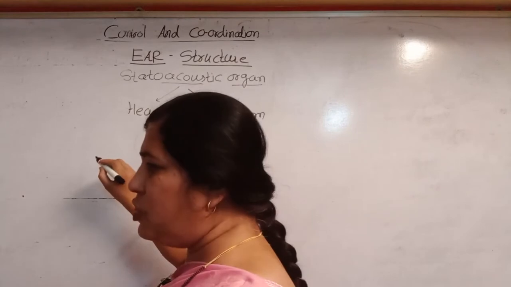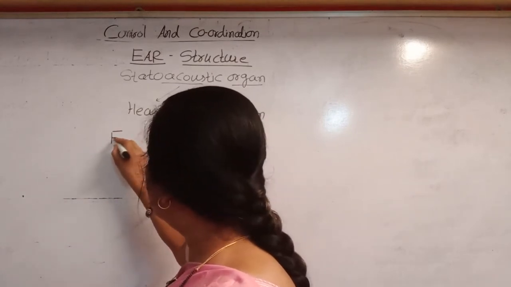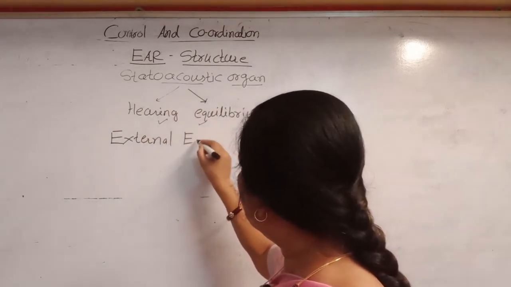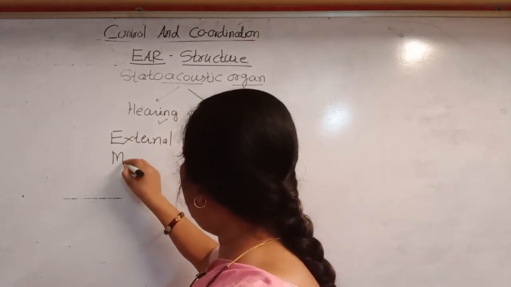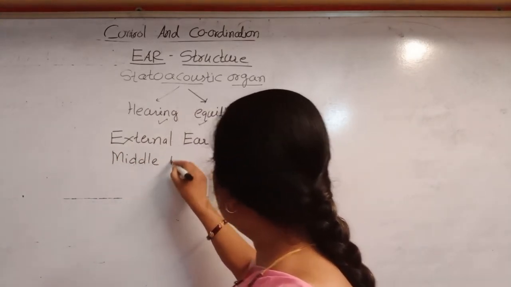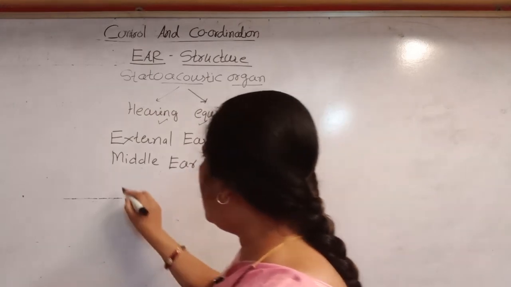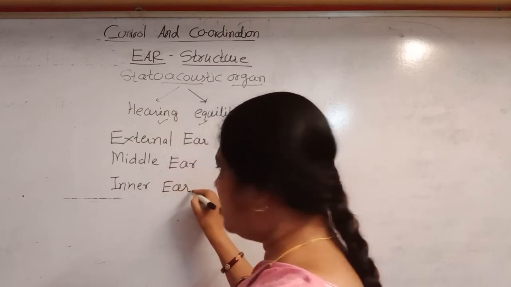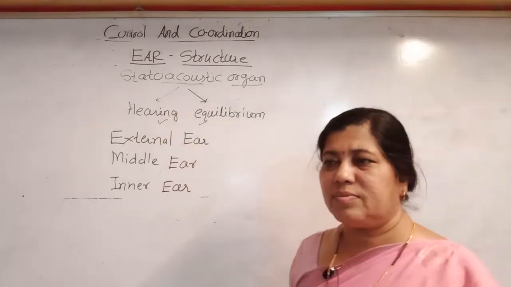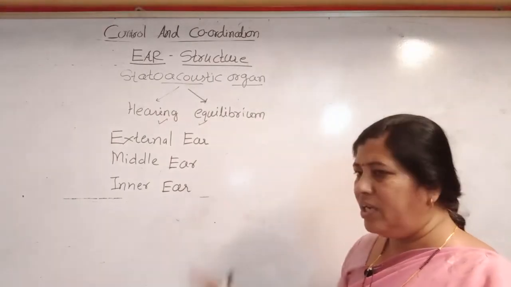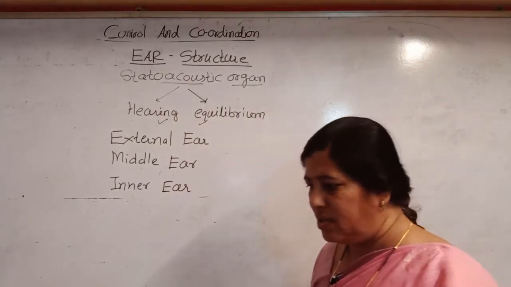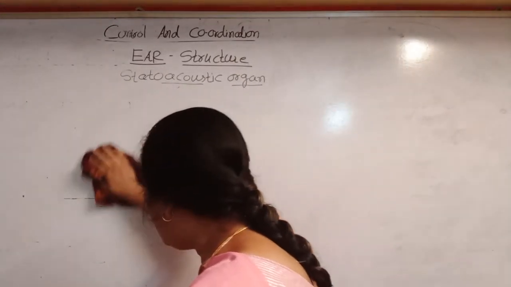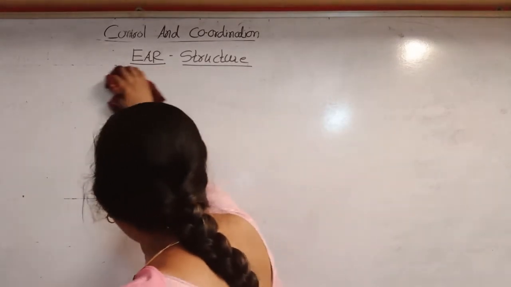The ear consists of three parts: external ear, middle ear, and inner ear. So let me draw the diagram of the ear and let me show these three parts of the ear in the diagram.